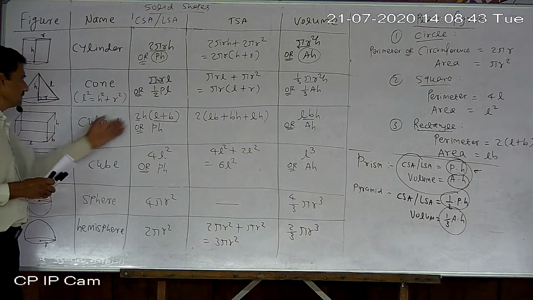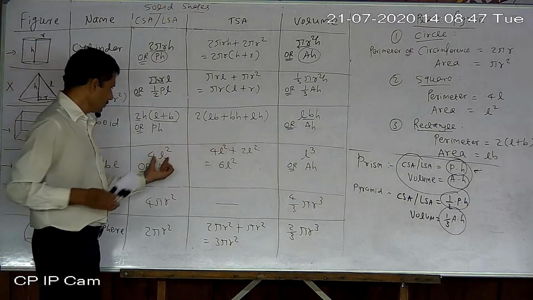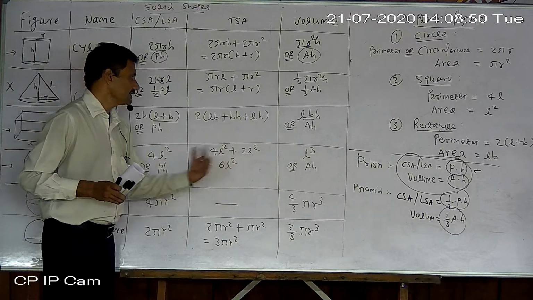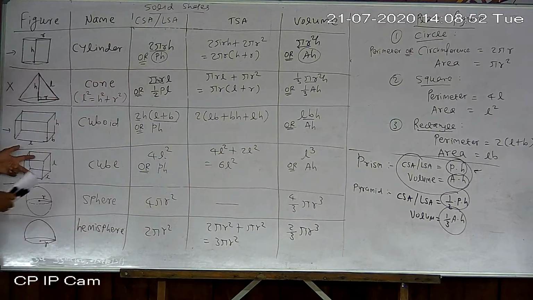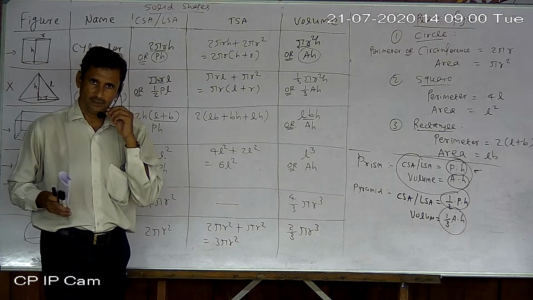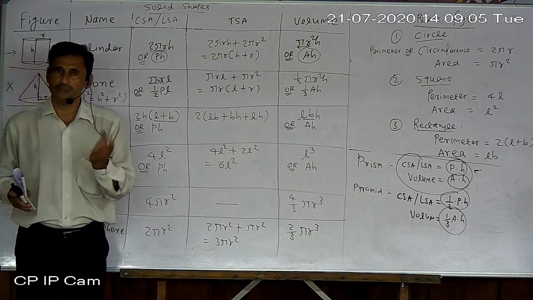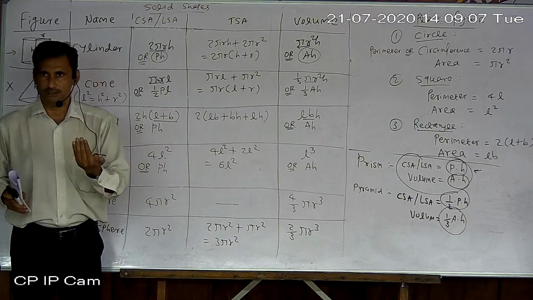Cube is just derived from this one. Otherwise, independently, if you know 4L square, then where does 6L square come from? Because again, there are the roof and bottom. The roof is also a square, the bottom is also a square, and all 4 walls are also squares. I am using walls for more understanding; actually, it is a lateral part.